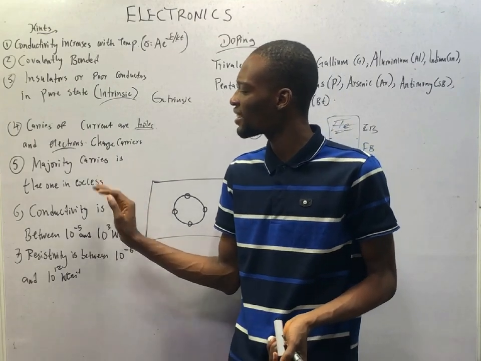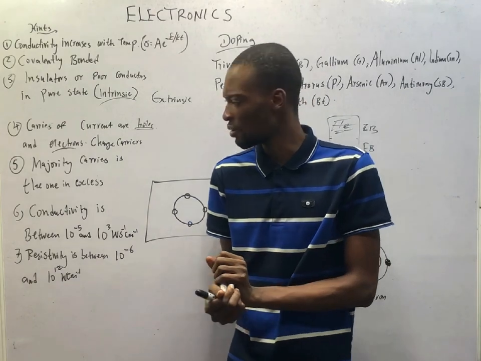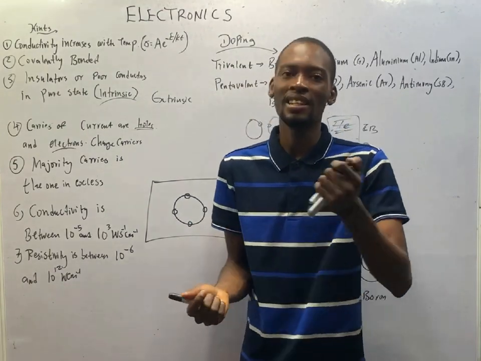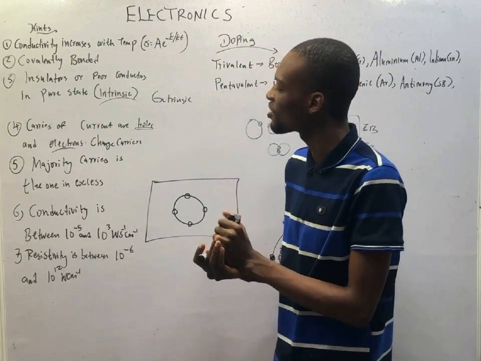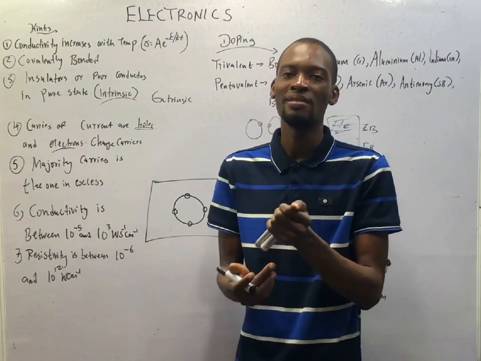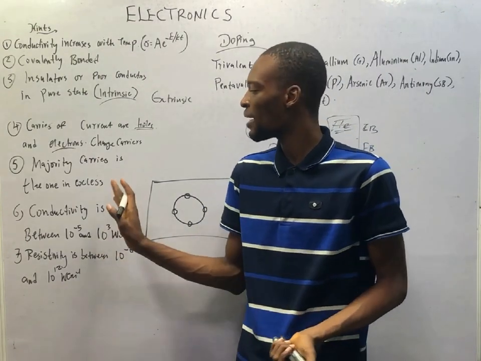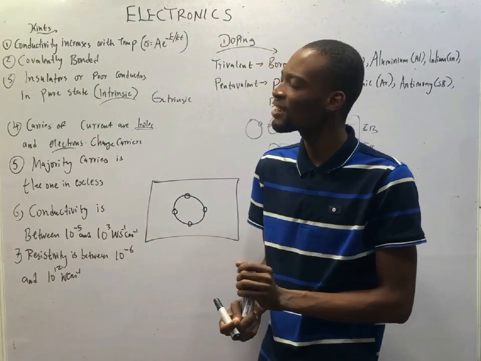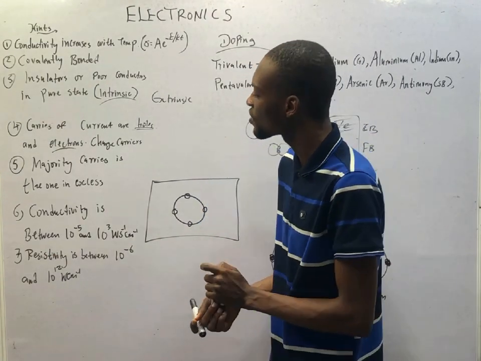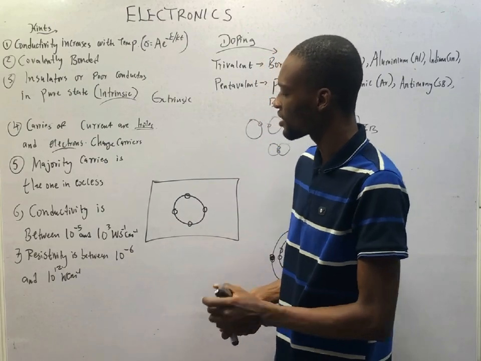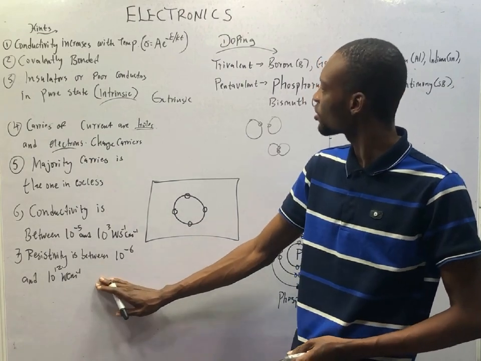Now, the majority carrier is the one that is in excess. If we have more electrons than holes in a semiconductor, we simply say that electrons are the majority carrier. If we have more holes than electrons, we say that the majority carriers are holes. The ones that we have less of are the minority carrier. If we have fewer holes than electrons, holes are minority carriers, while electrons are majority carriers. So these are the values for conductivity and resistivity of semiconductors.